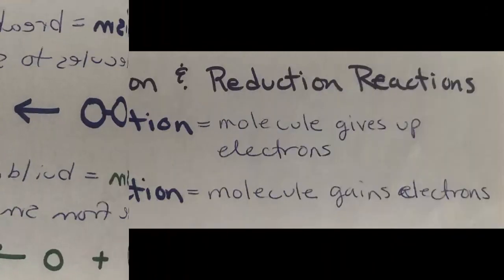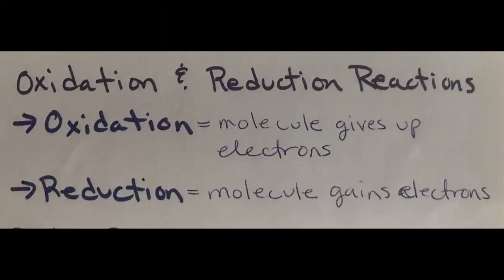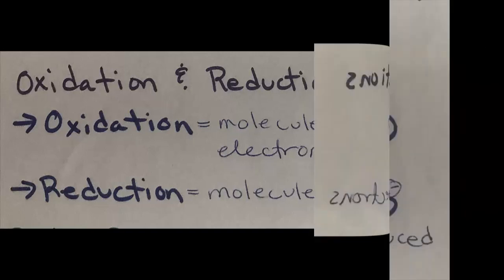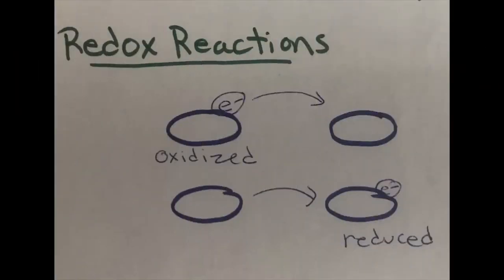Now let's talk redox reactions. Redox is short for reduction and oxidation. These are really interesting chemical reactions that transfer electrons from one substance to another substance. They will always be coupled. If one molecule gives up an electron, a different molecule must accept that electron. Oxidation is the loss of an electron, and reduction is the gain of the electron.